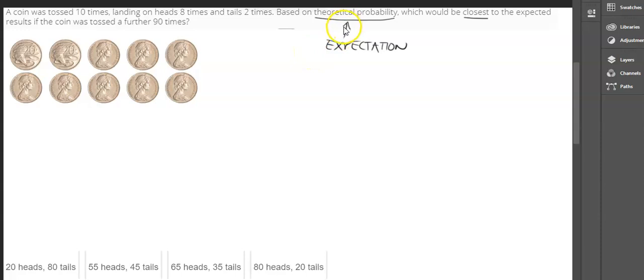So theoretical probability just means that we're expecting 50% of them to be the head and 50% of them to be the tail. Okay, or half chance. So in fraction form, it's half. So we don't necessarily care about what the experiment is, 8 times for heads and then 2 times for tails. We just need to work out what's closest to the theoretical probability. So the coin was tossed 10 times, and then it's going to be further tossed 90 times.